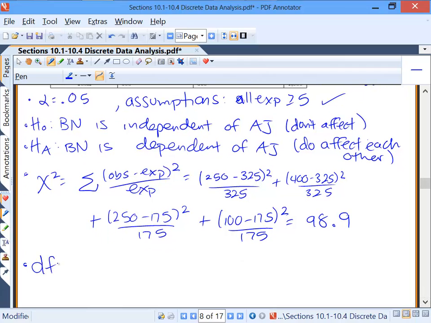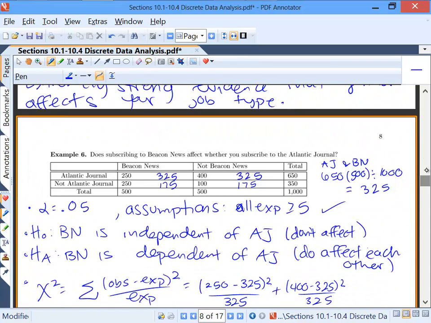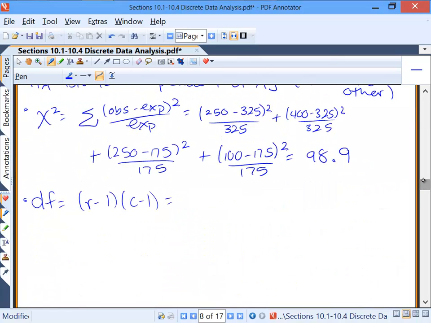Then we also need degrees of freedom. So number of rows minus 1 times number of columns minus 1. Now how many rows and columns do I have? 2 and 2. So remember, we don't count the totals. So 2 minus 1 times 2 minus 1 gives me 1. So there's only 1 degree of freedom.